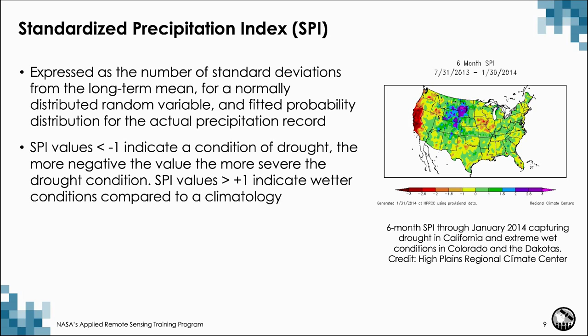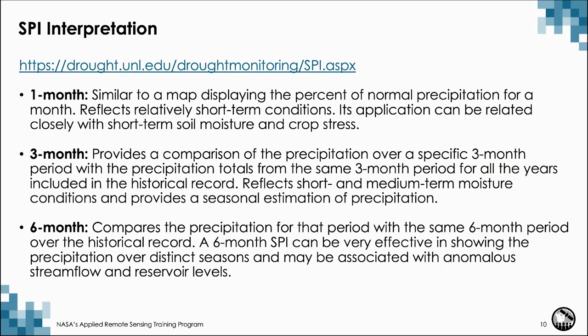The software we will use in this webinar computes SPI for both the gamma distribution and the Pearson 3 distribution. Interpretation of a one-month SPI is similar to a map displaying the percent of normal precipitation for 1 month. It reflects relatively short-term conditions closely related with short-term soil moisture and crop stress.